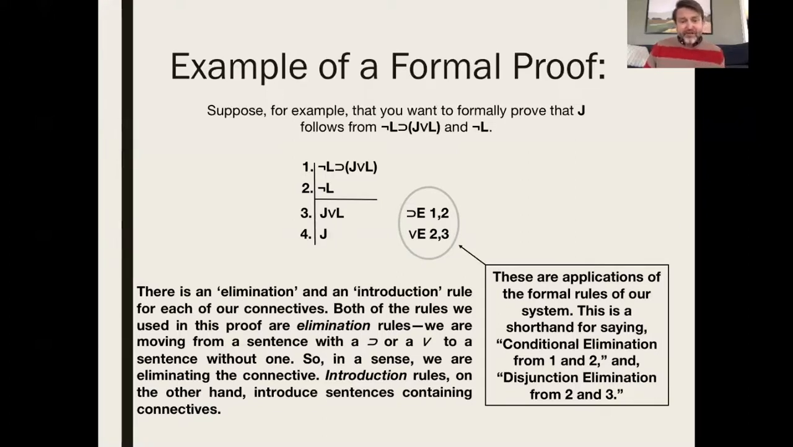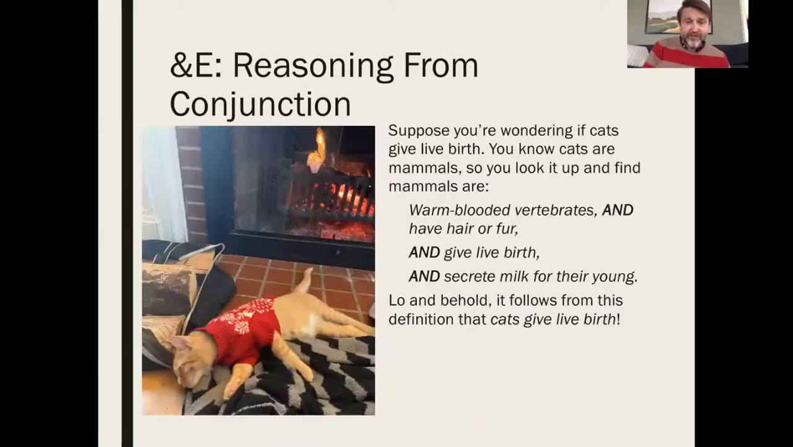Okay, so in a sense, we're eliminating the connectives in both of these cases, but there are also introduction rules which allow us to introduce sentences containing connectives. So for our conditional connective, there is a conditional introduction rule. For disjunction, there's also a disjunction introduction rule, and we'll be learning about these as we move forward this week. Okay, so first we're going to learn about conjunctive reasoning. So we're going to learn about reasoning from a conjunction. So this is, in other words, the application of the conjunction elimination rule.